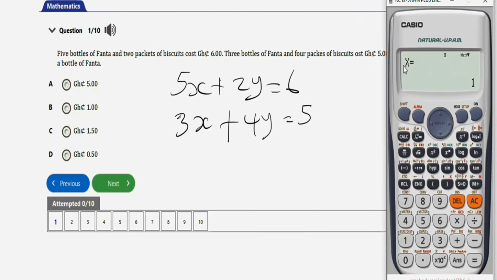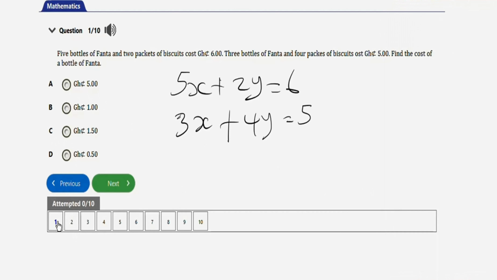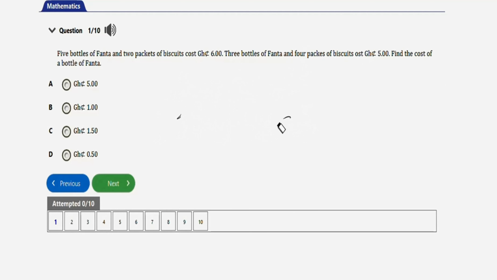So x is 1, which means the answer to this question is 1 Ghana cedi, option B. Y will be half. Guys, it's as simple as this. The question asked us to find the cost of a bottle of Fanta, so the cost of a bottle of Fanta is 1 Ghana cedi, which represents our x. So guys, that's it for this question. Let's wipe this now and solve the next repeated question.